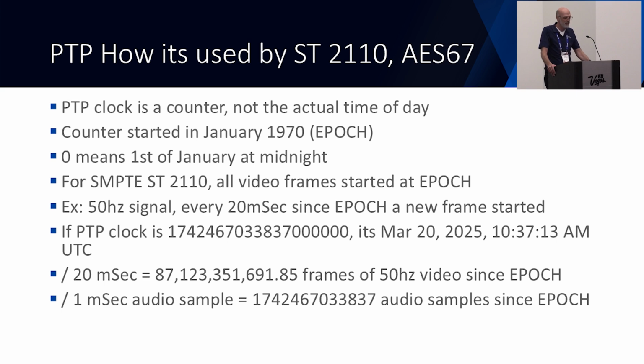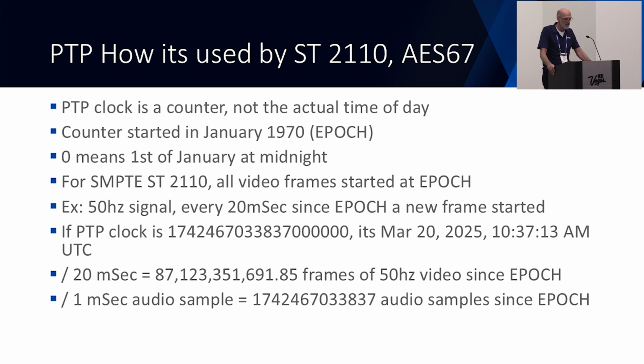So the PTP clock is actually not the time of day. It's actually a counter. It's a counter that started at 0 at epoch, and we set epoch to January 1970. And when the clock was 0, it means it was the 1st of January, midnight 1970. Okay? And then it starts to count. And it counts a very accurate count in nanoseconds.